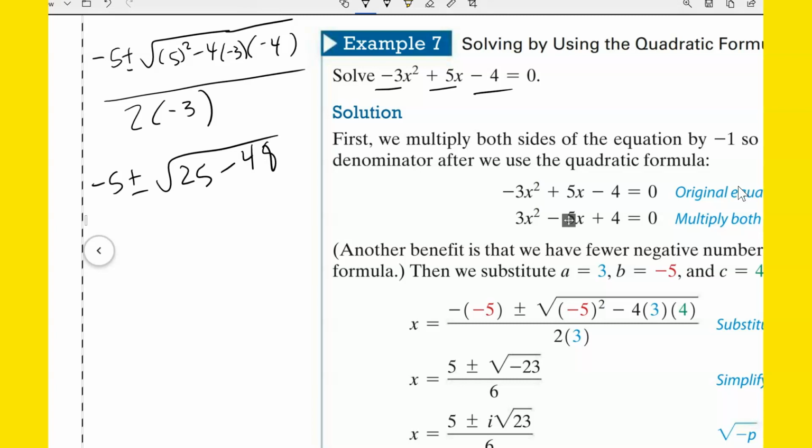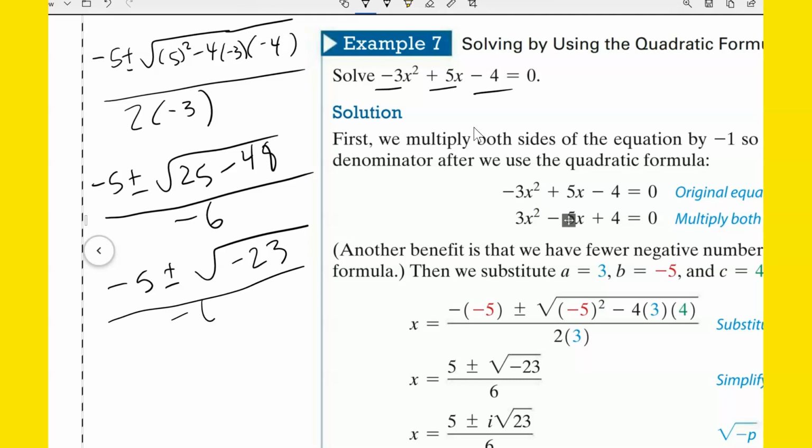Negative 48. Let me take you through that again. Negative 4 times negative 3 is positive 12. And then positive 12 times negative 4 is negative 48. So that's where that minus 48 came from, all over negative 6. So negative 5 plus or minus the square root of 25 minus 48 is negative 23, all over negative 6.